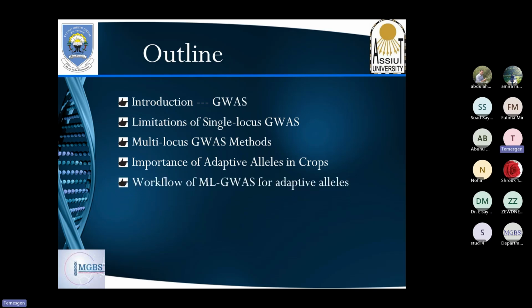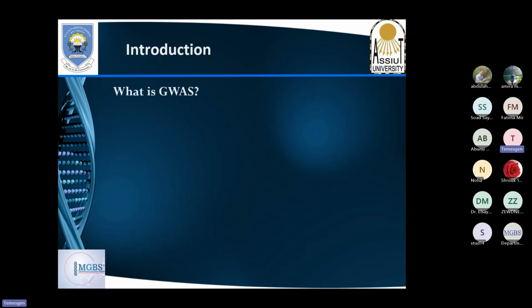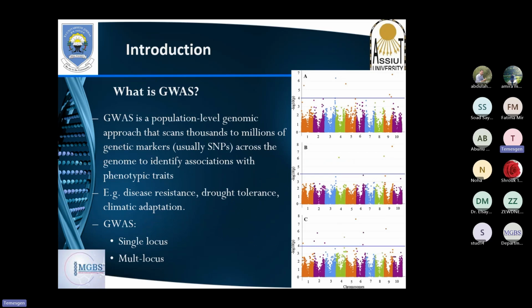I will also show how we can use multi-locus methods for finding adaptive alleles in specific crops. I will give some case studies as examples on sorghum, tef, and lima bean to identify adaptive alleles using multi-locus methods. Finally, I will give some future perspectives and conclusions. I think the majority of the audience are from genetics, so they know what GWAS is.